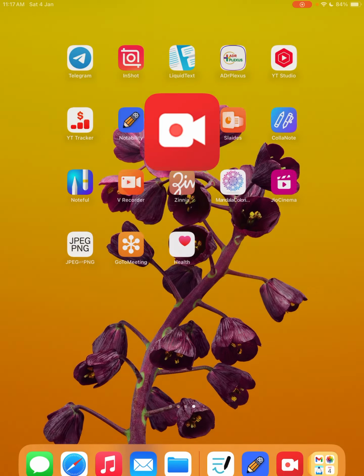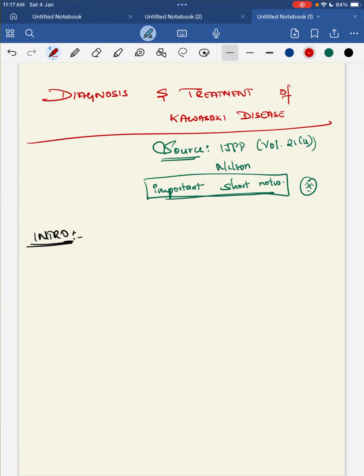Hello everyone. Today let's discuss another important short note, that is diagnosis and treatment of Kawasaki disease. So this is an easy topic. If you would have seen many cases in your pediatric ward with Kawasaki disease, you would have read regarding it from top to bottom from your Nelson. But there is a very important question that you should not make even a single criteria mistake. So that I'm taking it here on our YouTube channel.